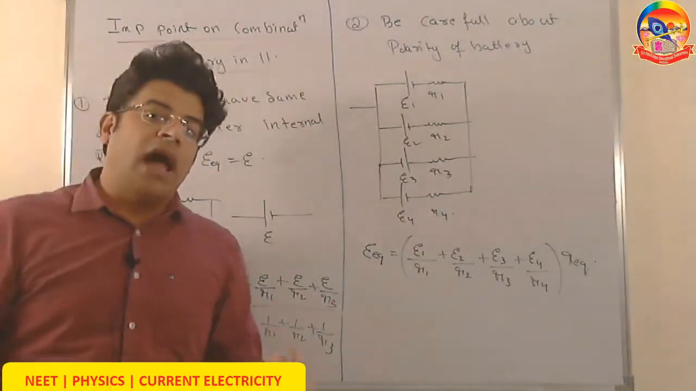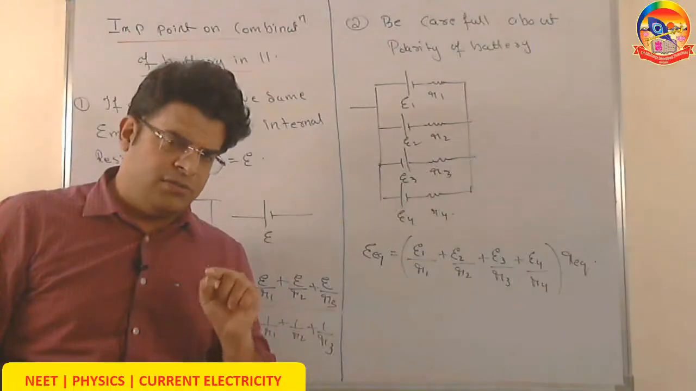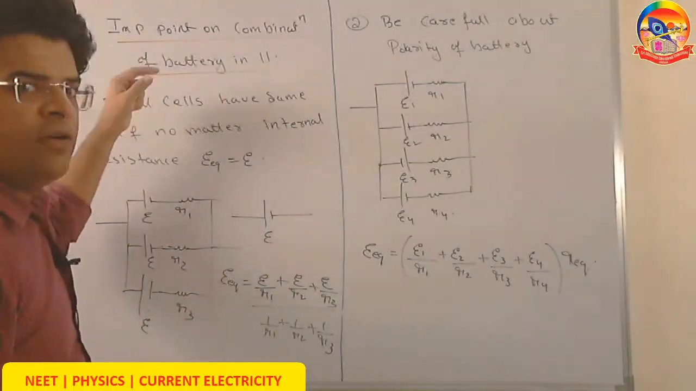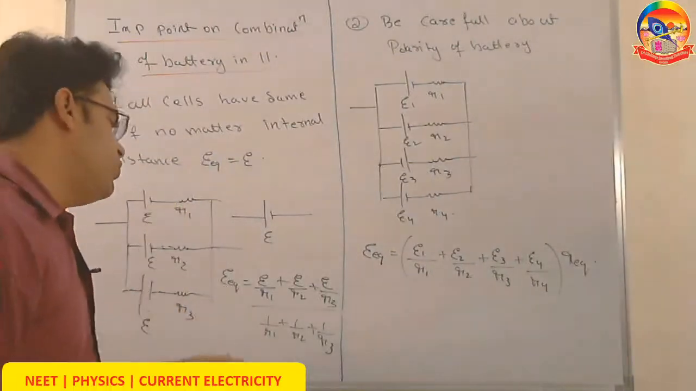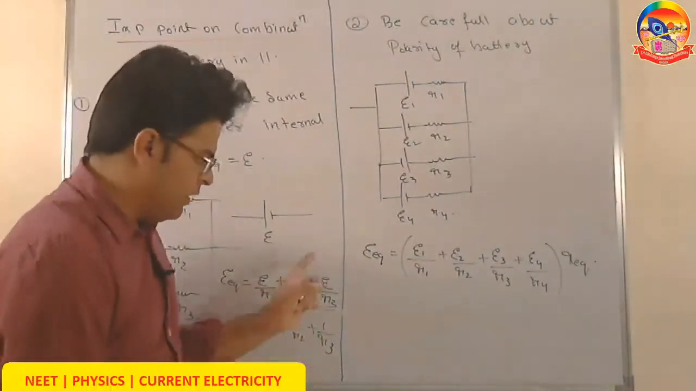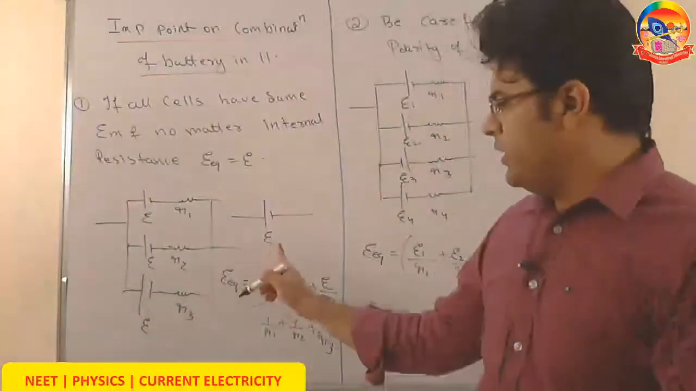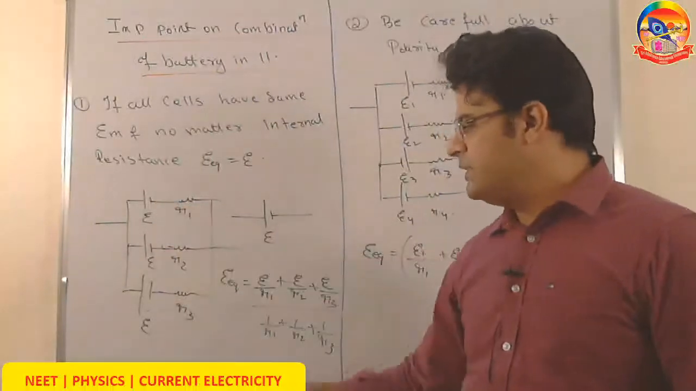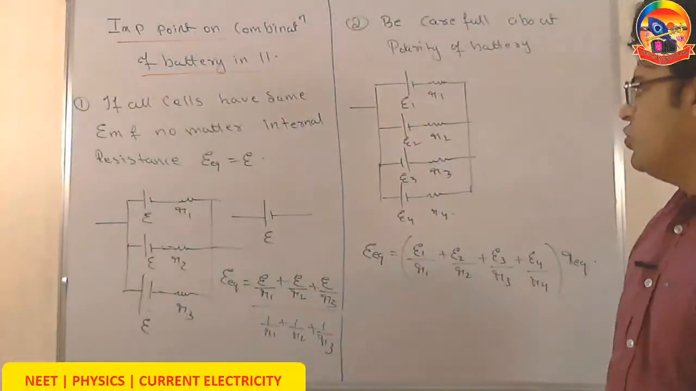If you look at the last example which I took, in that I have got two batteries of 12 volt, 12 volt. I already knew because of this property that the EMF equivalent will come out to be 12. So this property is first. So no matter what is the internal resistance, if the EMF of all the cells is the same, then the equivalent EMF also comes out to be E.